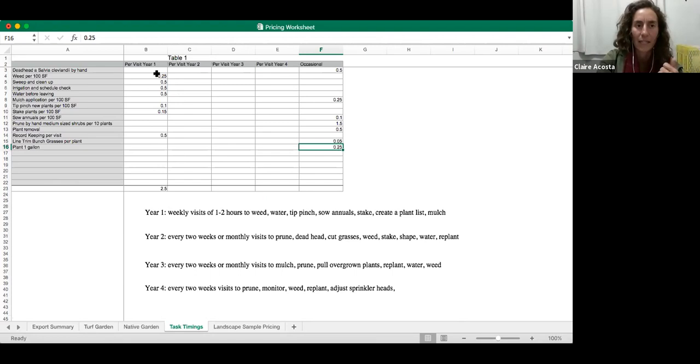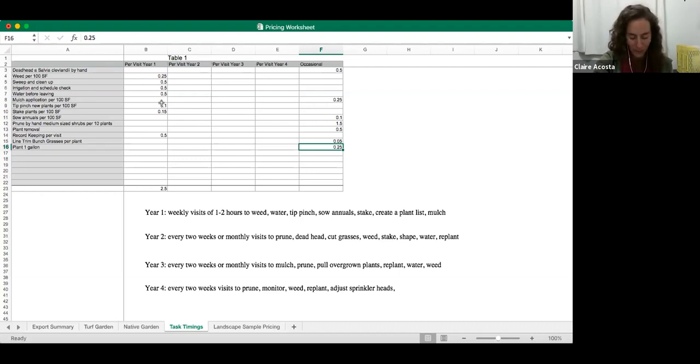And here it has weeding per 100 square foot. It's 0.25 hour, a quarter of an hour to do, so 15 minutes. And you just assign times for this. You also always want to have sweep and cleaning up time, which takes about a half hour. Scheduling and irrigation checkup, even watering before you leave, 30 minutes for that. Tip pinch new plants per 100 square foot. Again, it's a new garden, so you really do want to be pinching any of your new plants to have that dense growth. And here it has per 100 square feet, and it takes 0.1 hours, which is 6 minutes.